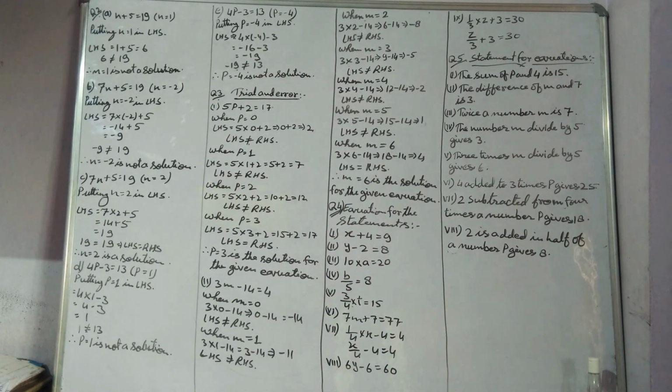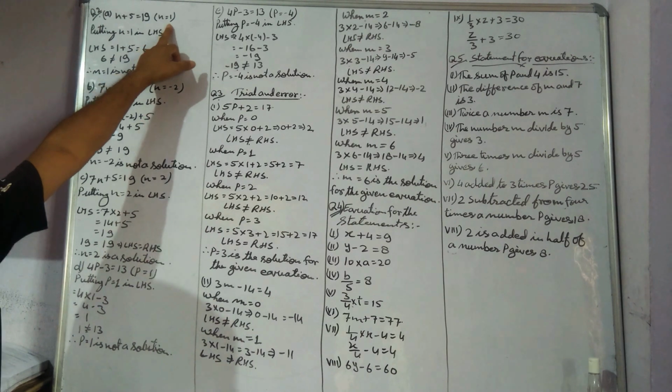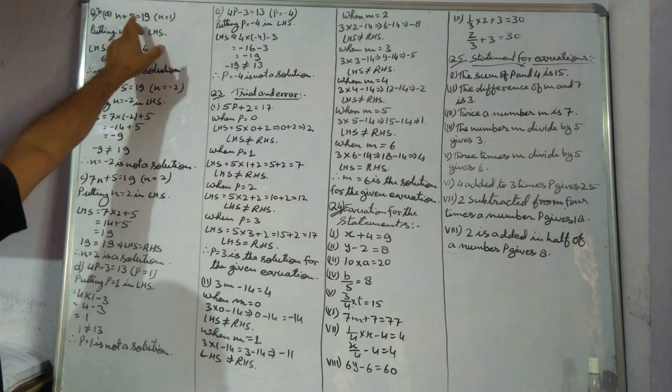Second number question. Now in this one it is saying check whether the value given in the bracket is a solution to the given equation or not. So in this one it is given n plus 5 is equal to 19. The value of n is given as 1. We will put this value in the LHS.